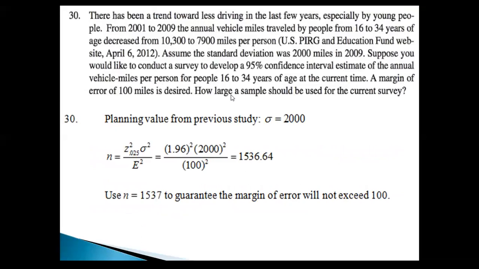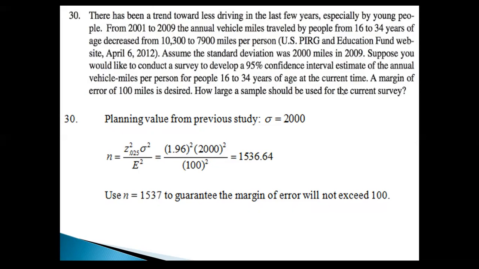All right, so the next question. There's been a trend toward less driving in the last few years, especially by young people. From 2001 to 2009, the annual vehicle miles traveled by people from 16 to 34 years of age decreased from 10,300 to 7,900 miles per person. Assume the standard deviation was 2,000 miles in 2019. Suppose you would like to conduct a survey to develop a 95% confidence interval estimate of the annual vehicle miles per person for people 16 to 34 years of age at the current time. A margin of error of 100 miles is desired. How large of a sample should be used for the current survey?